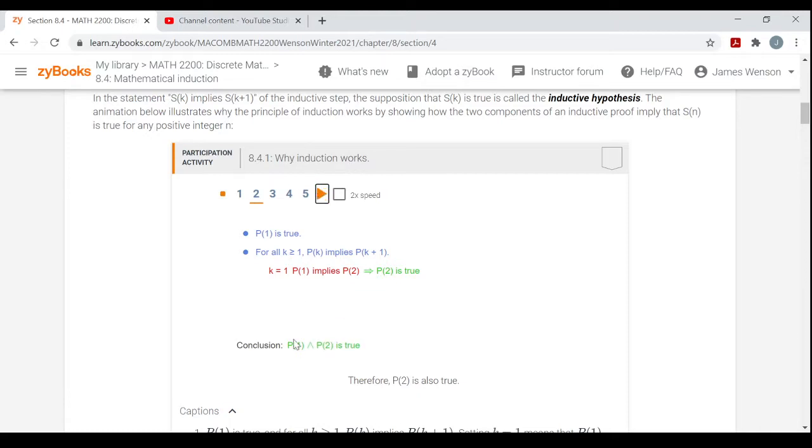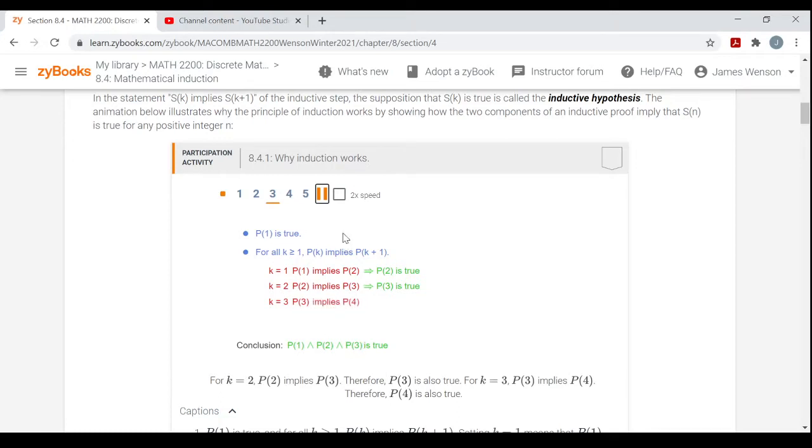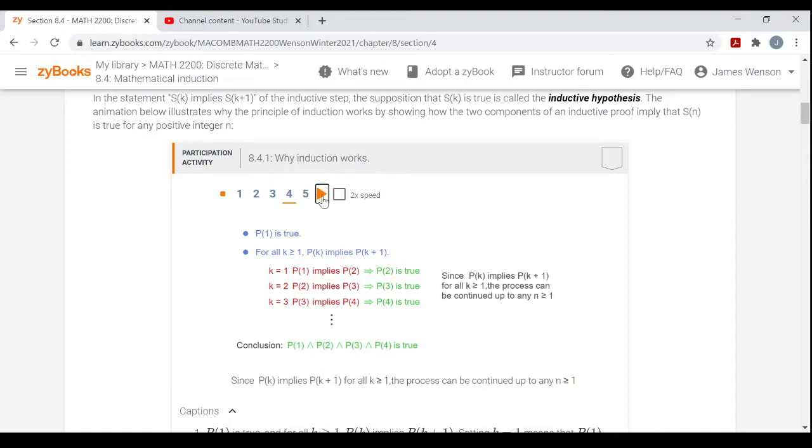So P of 1 and P of 2 are now true. And since you've shown that P of k implies P of k plus 1, then when k is 2, P of 2 implies P of 3 is true. So P of 3 must also be true. And then that implies that P of 4 is true. So it must be true for 4 as well. And then for 5, and then for 6, and then for 7, and for 8, and for 9, and so on, and so forth. Right?